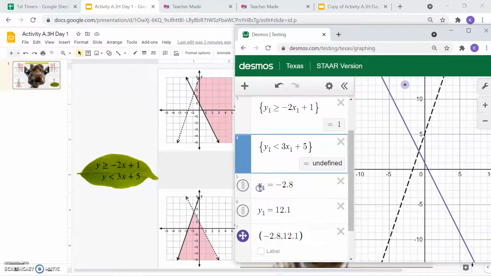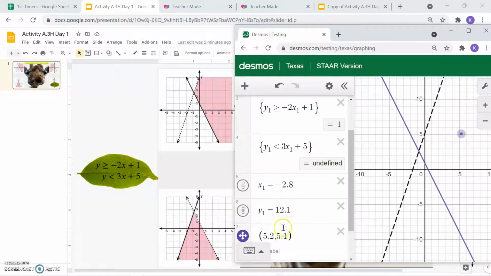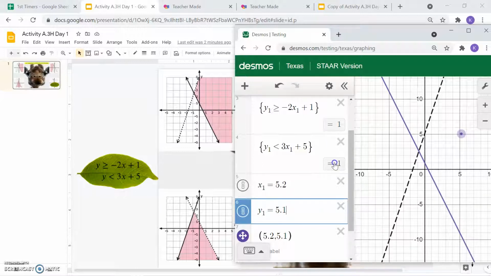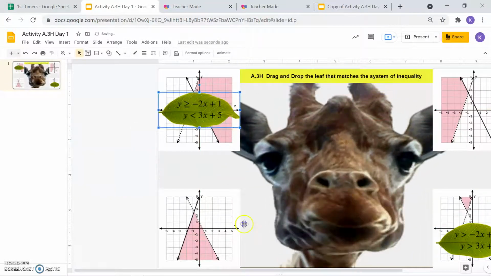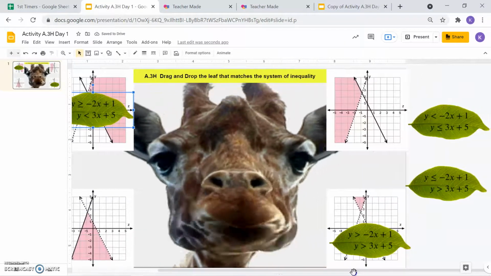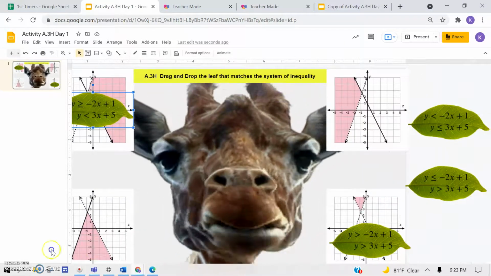Now I'm ready to move this point to anywhere in the shading part. I'm going to move it right there. And I have my two numbers. My X value is 5.2 and my Y value is 5.1. I'm going to go up here. See how they're both 1 and 1, which makes it true. Hey, I found my answer, which is this one right here. I'm going to go on to the next leaf.